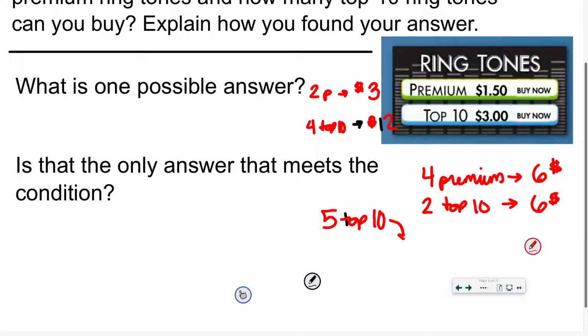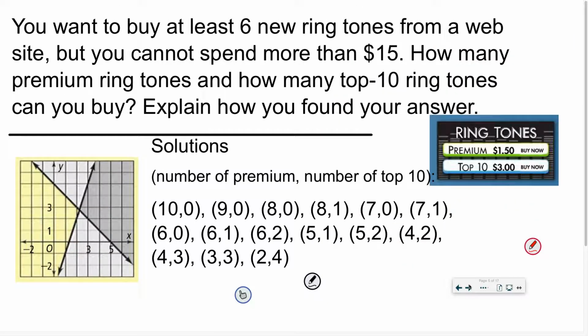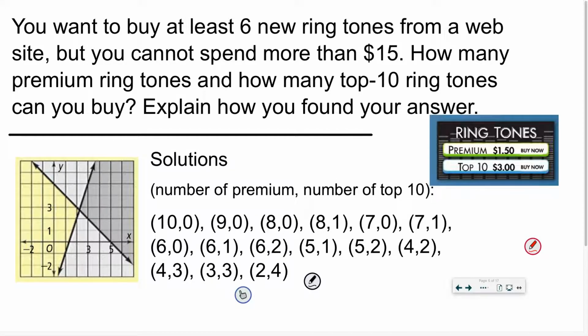If I do 5 top 10, how much am I spending? $15. So does that work? No, because I haven't bought at least 6. So these are the number of premium and top 10 ringtones that I can buy. This first coordinate represents the premium, and the second coordinate represents top 10. 10 premium, 0 top 10. 9 premium, 0 top 10. 8 premium, 0 top 10. And so on. All of these coordinates do meet the criteria that I'm buying 6 or more, at least 6, and I'm spending no more than $15.